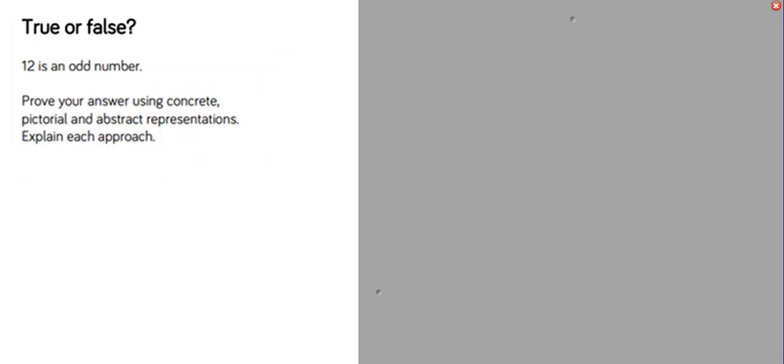Have a look at this one then. So, true or false? 12 is an odd number. Prove your answer using concrete, pictorial and abstract representations. So what I'm going to do is I'm going to draw a line here for you. That is the method that you are going to use to work this out. Is it true or false? 12 is an odd number. Pause the video and have a go.